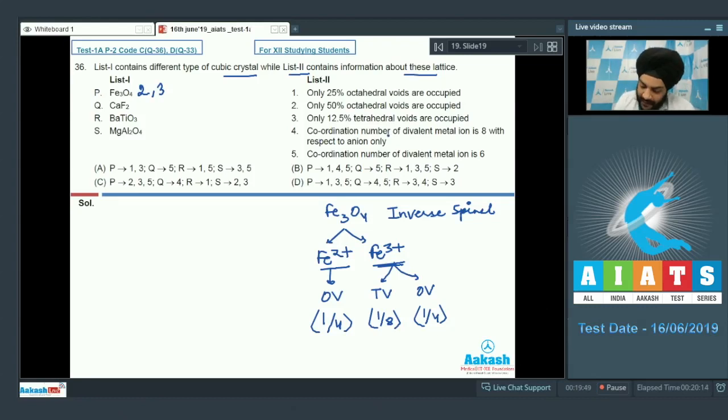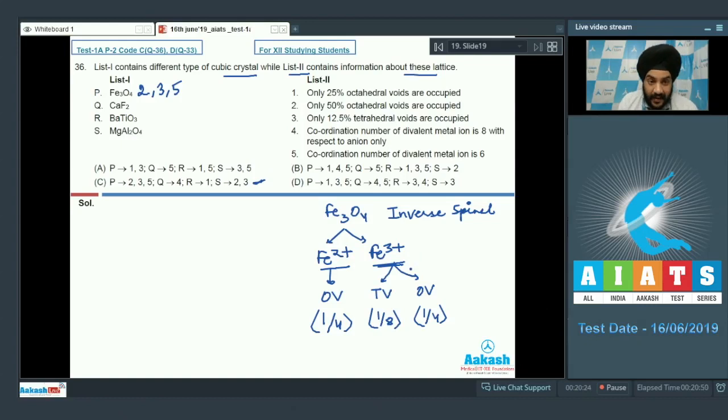If you talk about the fourth one, coordination number of divalent metal ion is 8 with respect to anion only. So this is incorrect, students. It is present in octahedral void. It means that the coordination number is 6 and not 8. So 4 will not be a match. If you talk about the fifth option, coordination number of divalent metal ion is 6. So this is also correct. This will be matched with P option. So P option, it will be matched with 2, 3, 5. And we can see that the answer is most likely going to be option C.